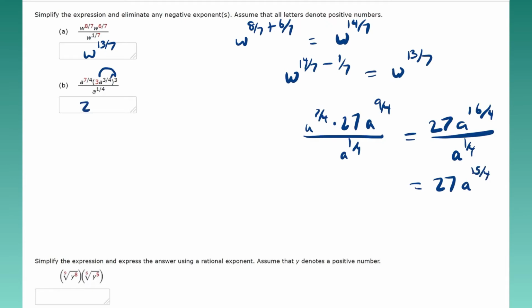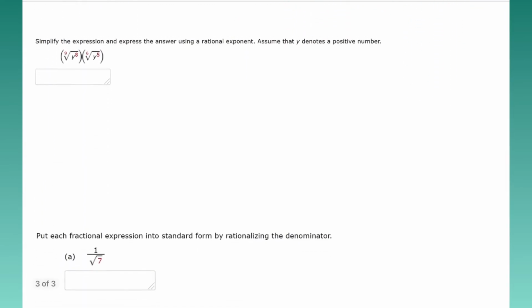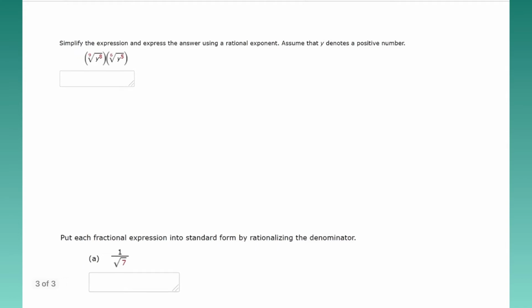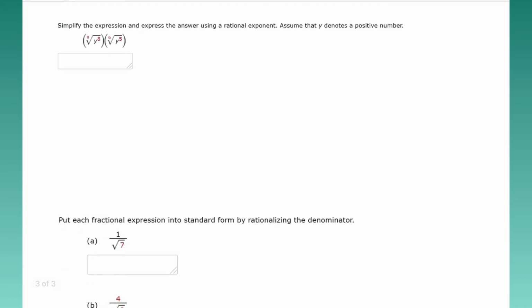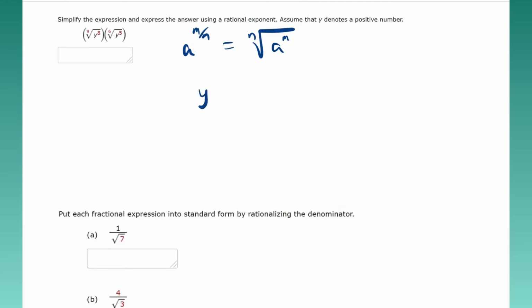Okay, we got this one. Simplify the expression. For these type of problems, you'd want to convert them using this property: a to the m over n is equal to the nth root of a to the m. The index is n, and the exponent is m. So this number is your numerator, and this number is your denominator. So if you rewrite these two in rational exponent form, you're going to get y to the 8/9 times y to the 5/6. And of course, in this situation, you're adding the exponents.